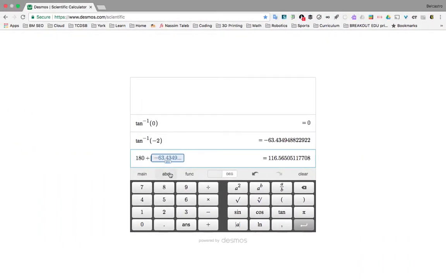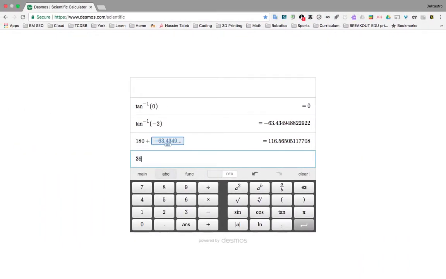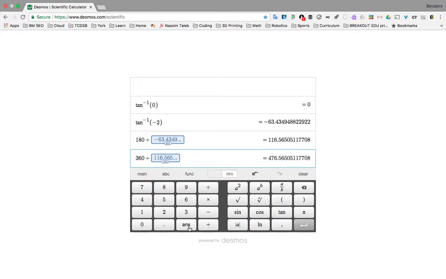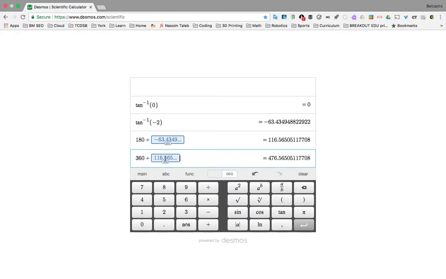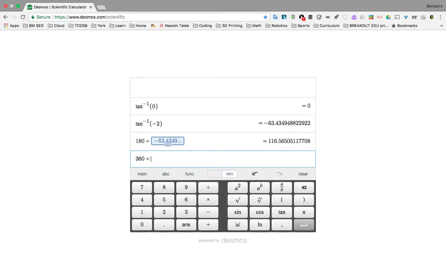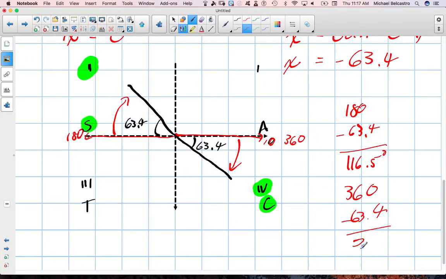And the other one is 360. I'm going to say plus again because it's going to give me that. Oh, it took the answer from before. I don't want that answer. I want this answer. Can I copy it and paste it? Let's find out. I cannot. Okay, we'll just subtract 63.43. And obviously we could keep going. It's approximately 296.5. So 296.5.